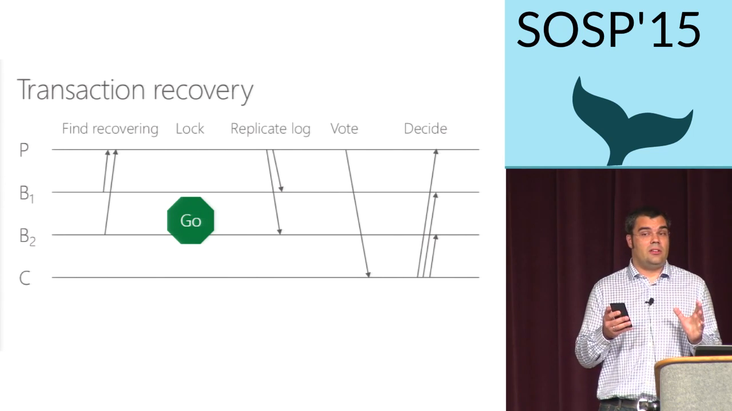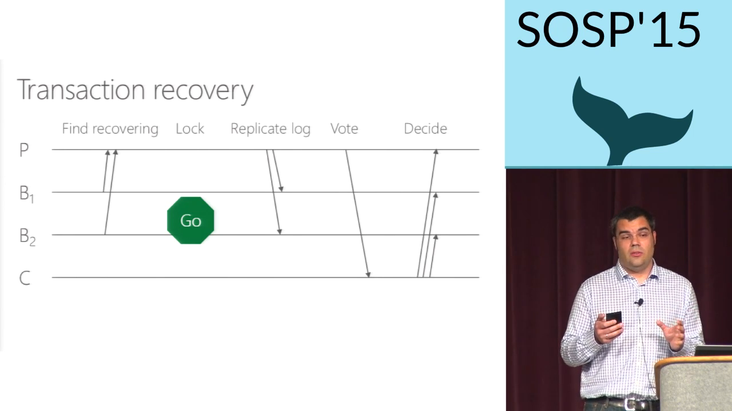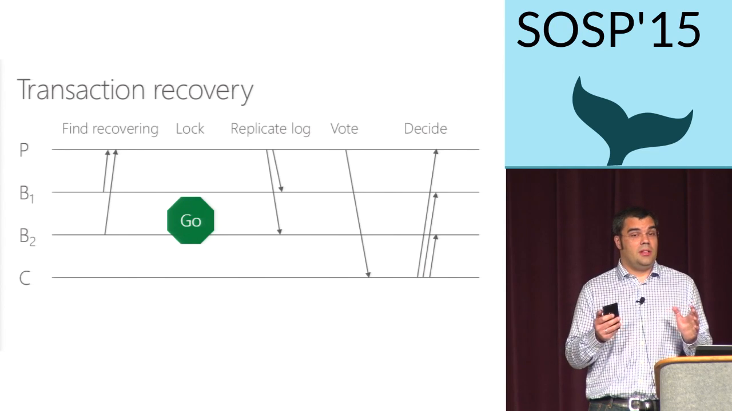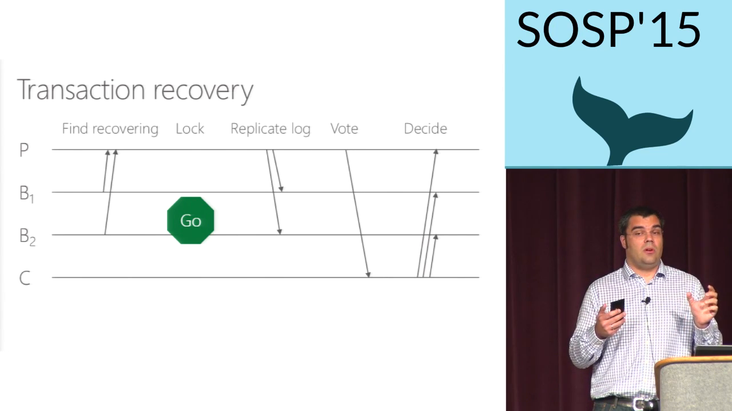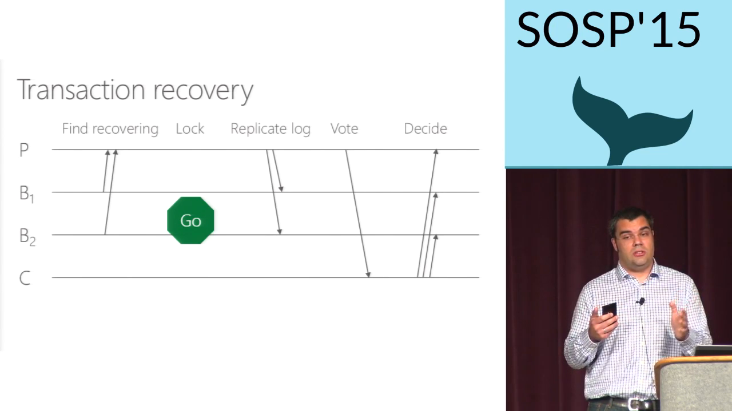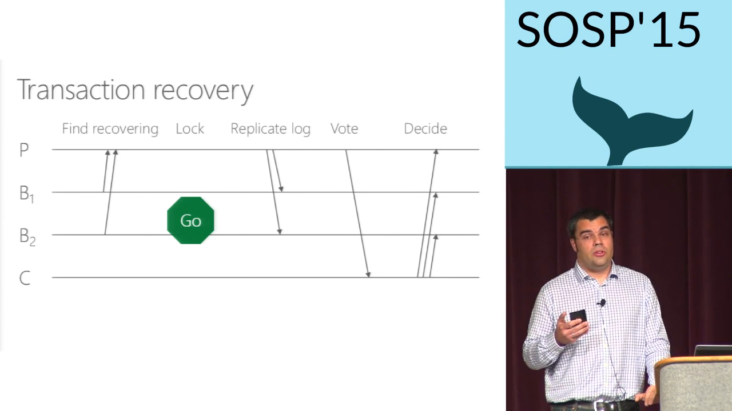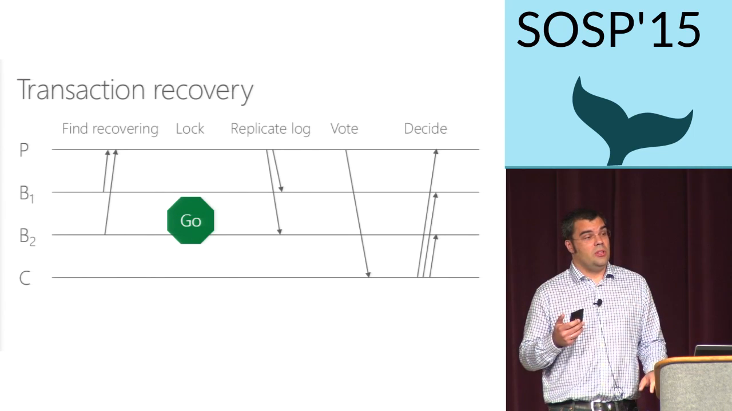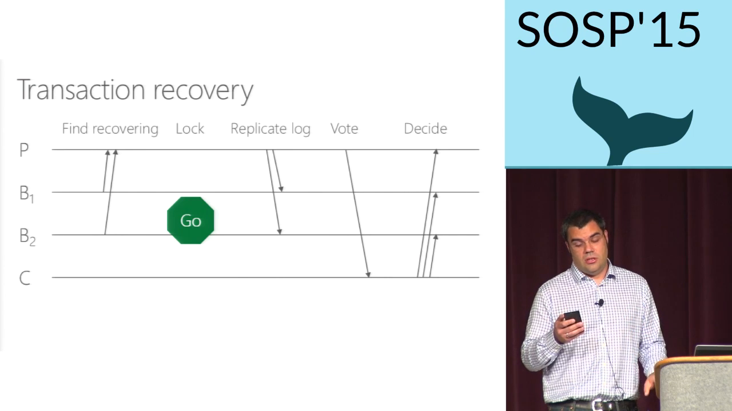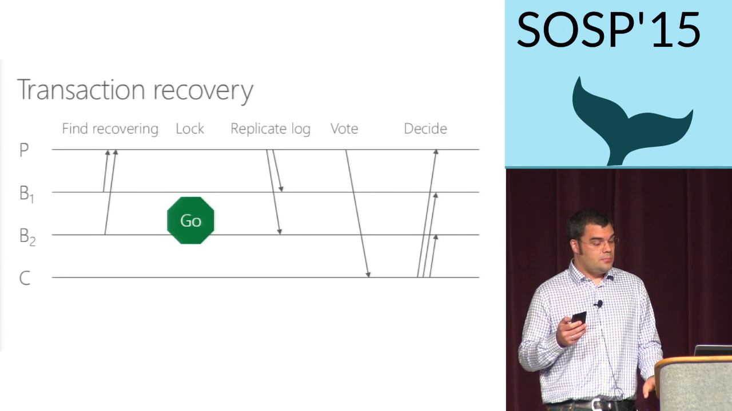So this is how FaRM recovers transactions. I know this is an involved protocol with lots of steps, but the thing to keep in mind is that we basically keep the downtime short by promoting backups to primaries and acquiring logs and allowing access as soon as we acquire the logs for the region, and by also performing many of these operations in parallel to reduce the total downtime as much as we can.